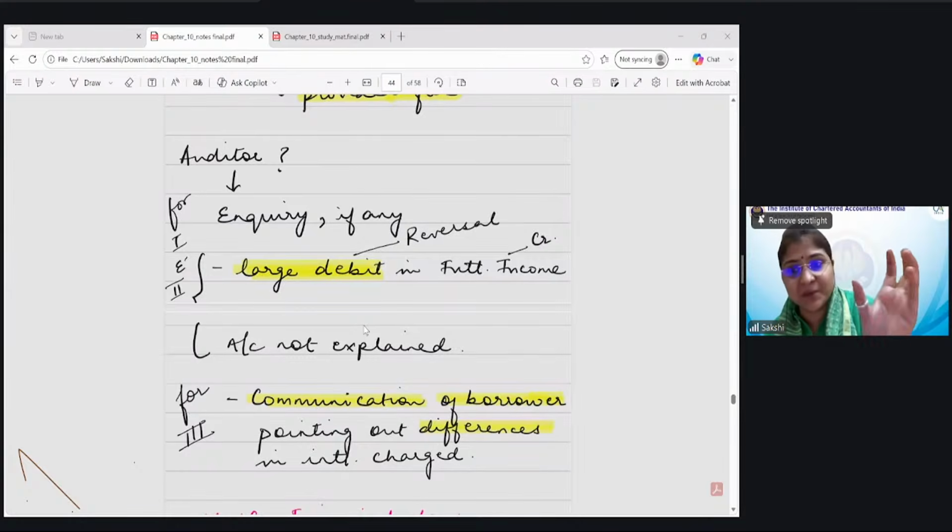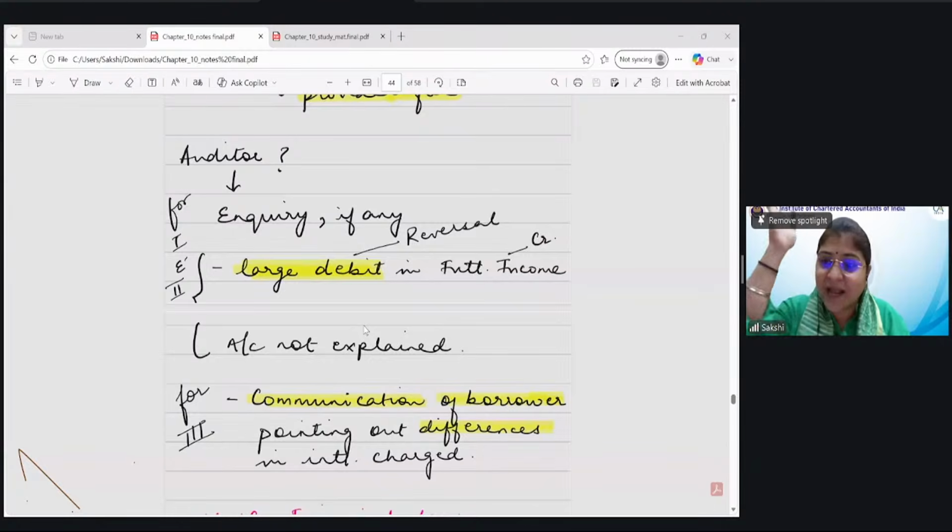So this communication of borrower pointing out differences means you as a borrower are seeing your account is debited with some amount unnecessarily and the bank has booked it as income. So the bank will reverse. So how will the auditor verify that? Through a communication of the borrower.